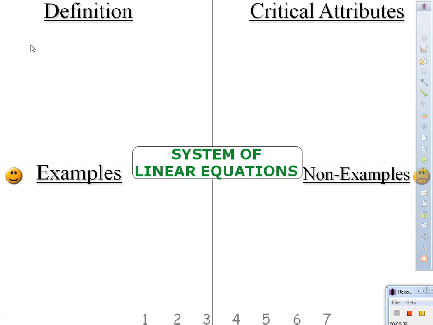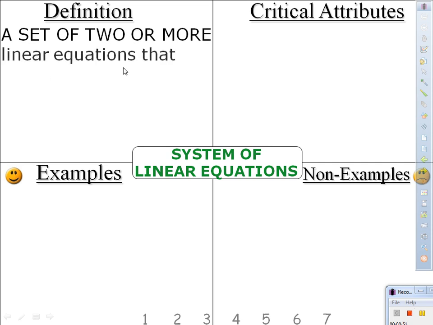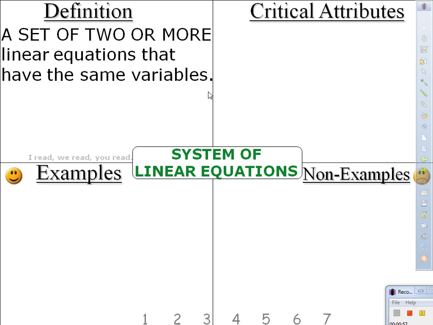Here it goes. Definition: a set of two or more. Do we know what a set looks like? Yes, we've been using sets already. Is that correct? Two or more linear equations. Do we know what linear equations look like? Yes. That have the same variables. Do we know what variables look like? Yes. So here goes the whole definition: a system of linear equations is a set of two or more linear equations that have the same variables.